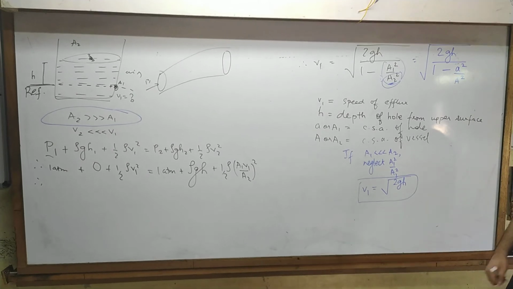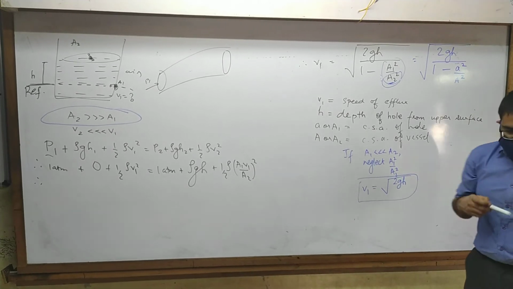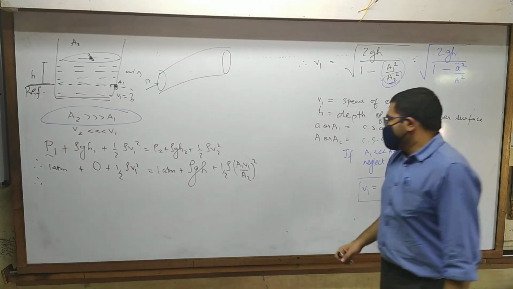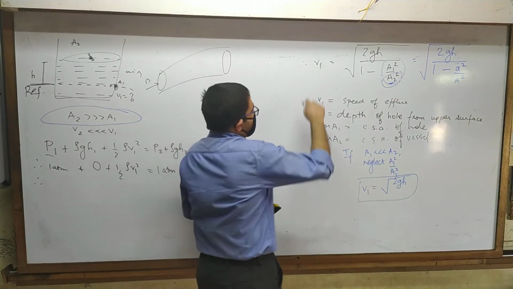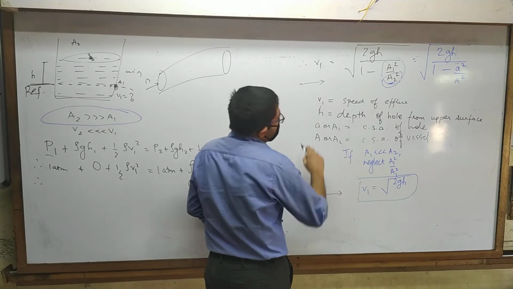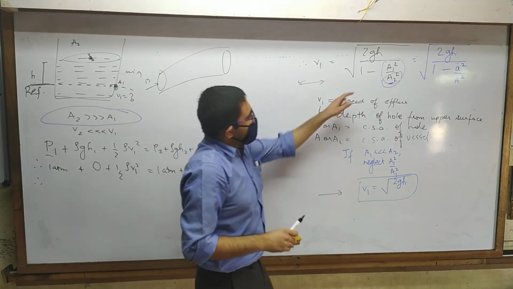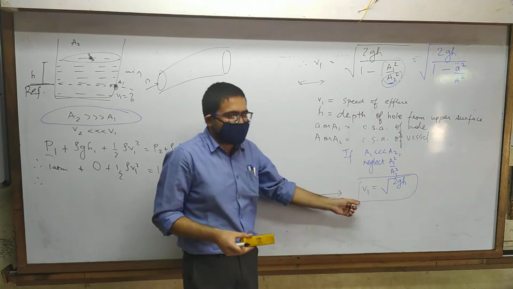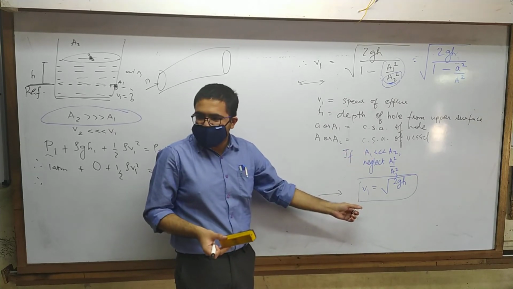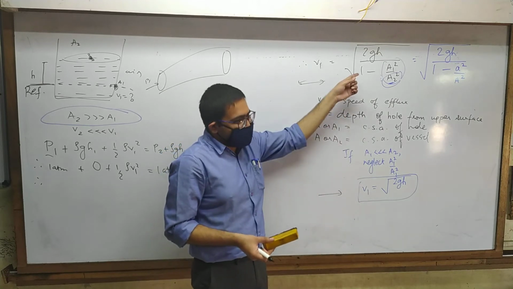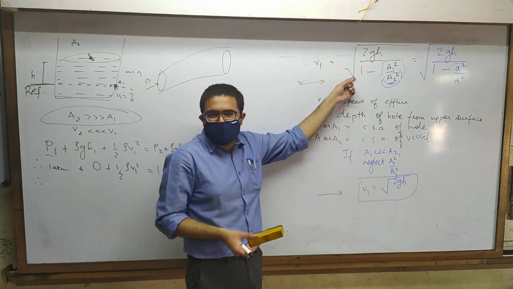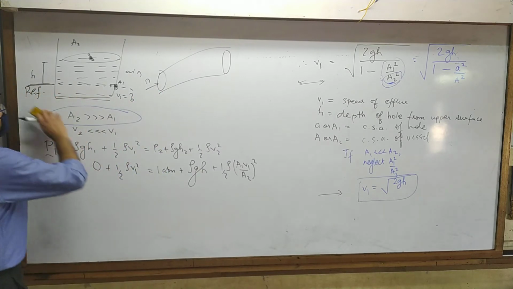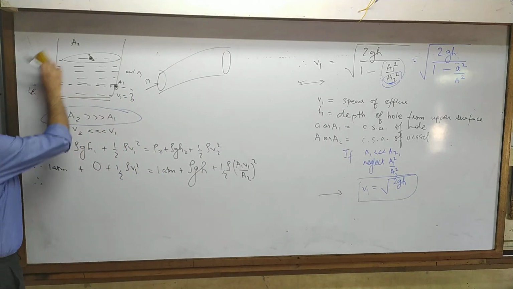Now, let's solve a question or two cases. So which one should you remember? Should you remember this or this? I'd say remember this one. If you remember this, you can always put A1 by A2 as 0 or very small and make it this. I hope you understand what I'm saying. So be careful with the choice. Anything else?